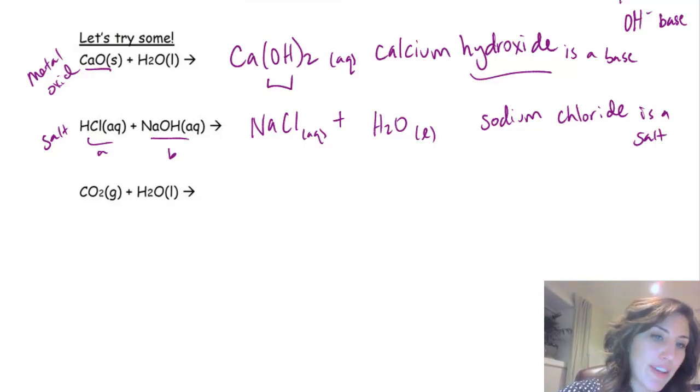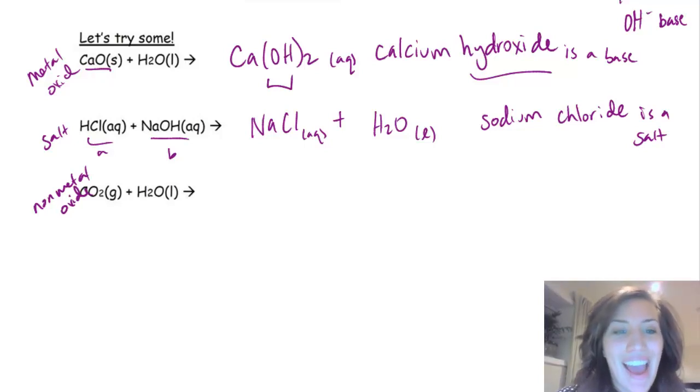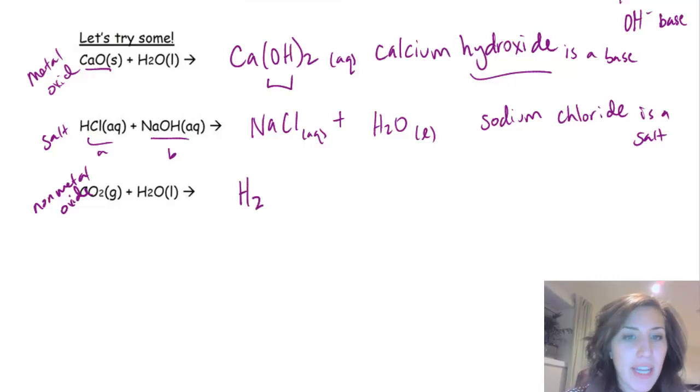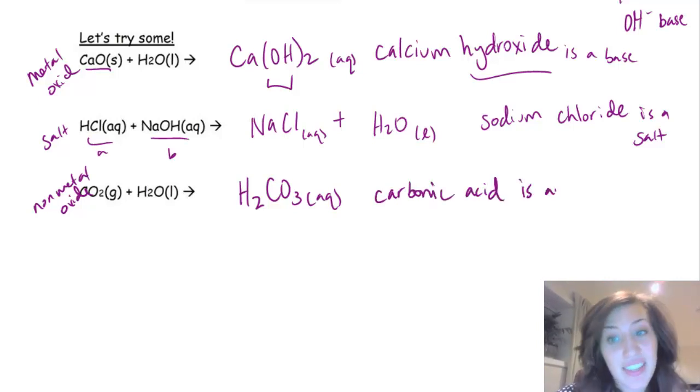Last but not least, here we have a non-metal oxide, CO2. So they are going to make an acid. So how could these two combine? Well, because it's going to make an acid, we're going to put the H first. And we see that we can have H2CO3 aqueous, which is carbonic acid and is an acid.